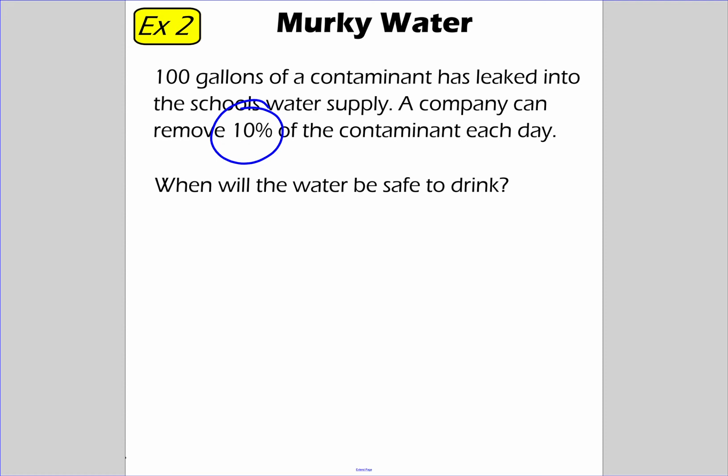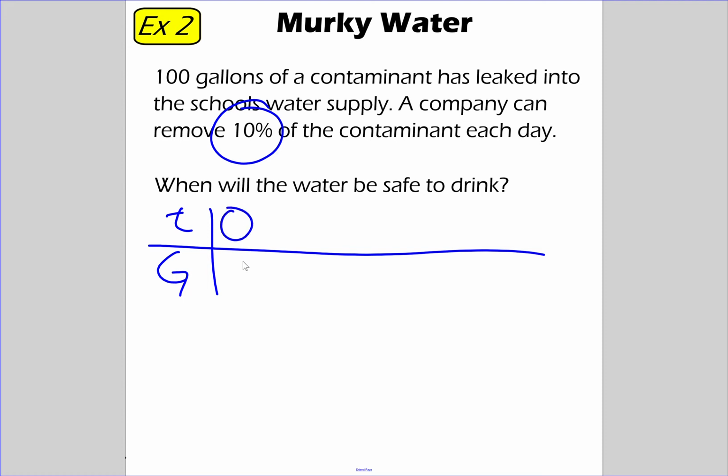All right, so if we go ahead and make a table, we could have T be the number of days and maybe G be the number of gallons of contaminant. So take a second and fill your table out with the initial value. We're going to have 100 gallons to begin with.